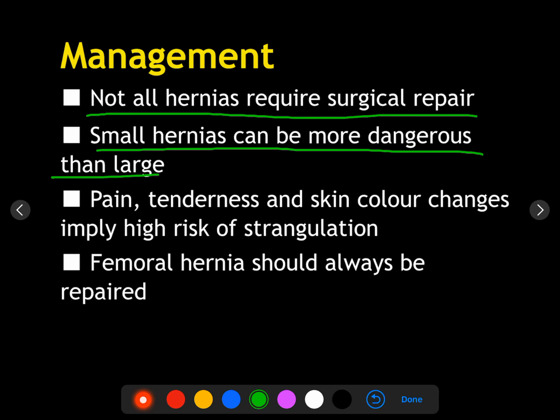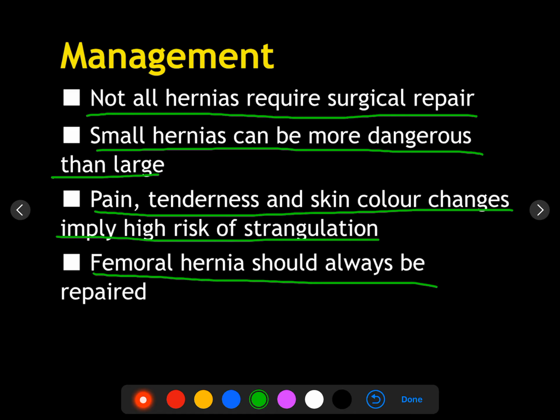Pain, tenderness, and skin color changes imply a higher risk of strangulation. This is high risk of strangulation. The femoral hernia should always be repaired.